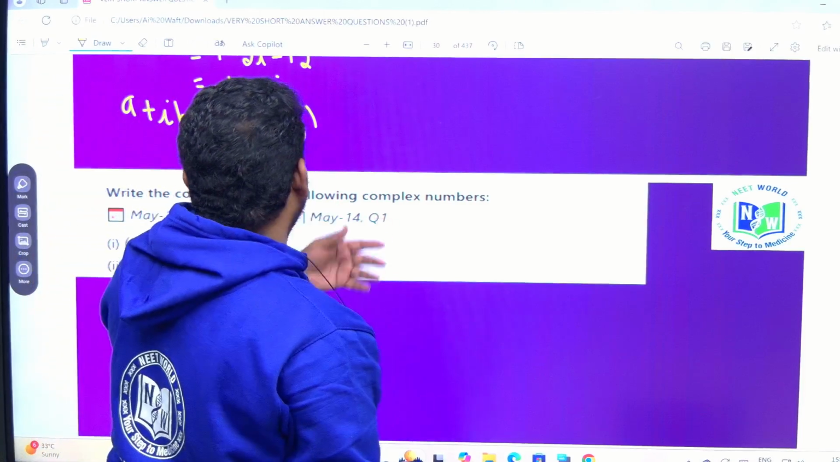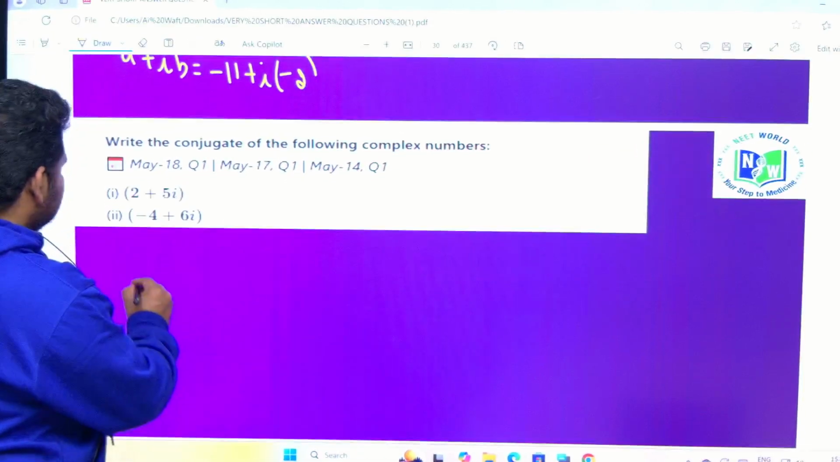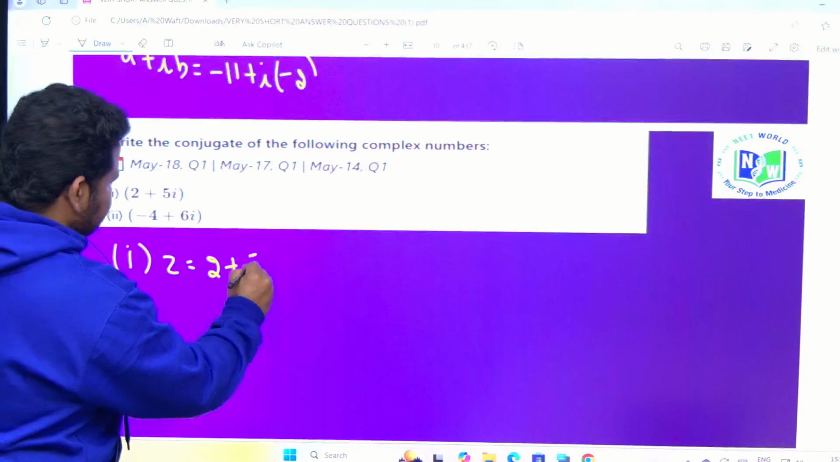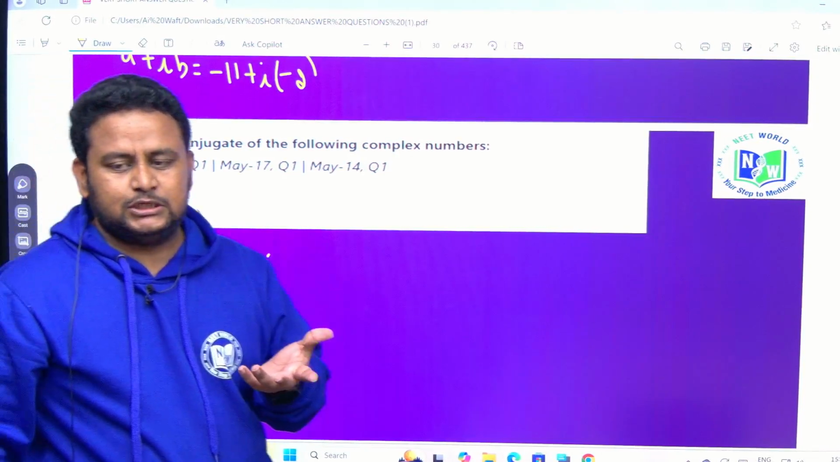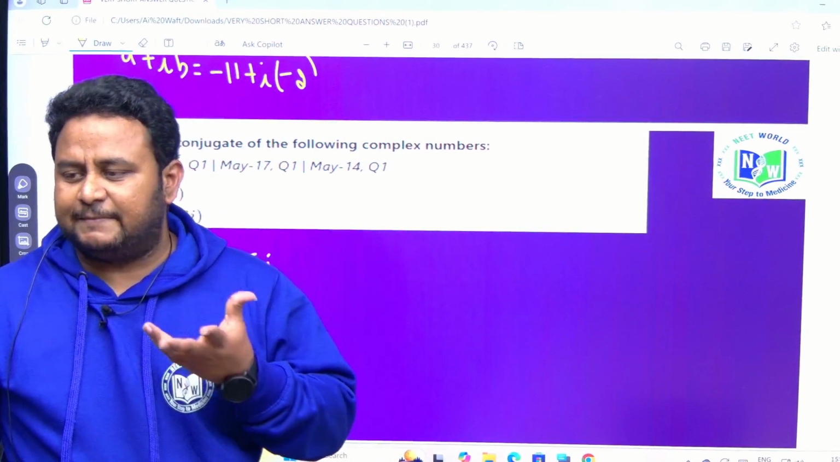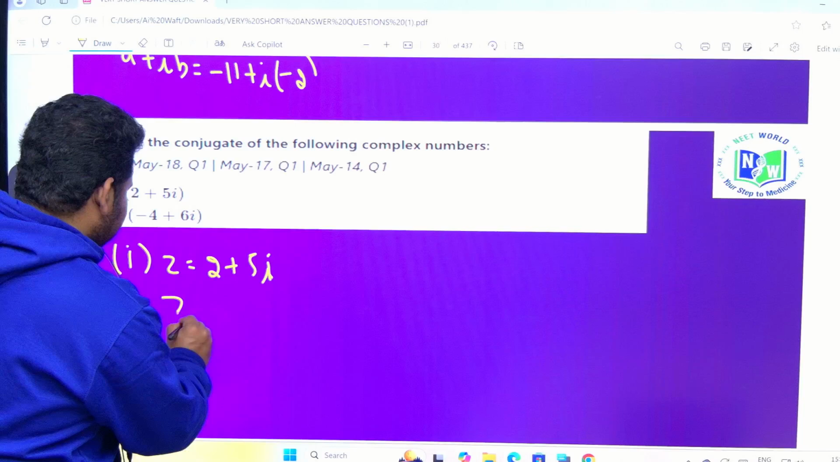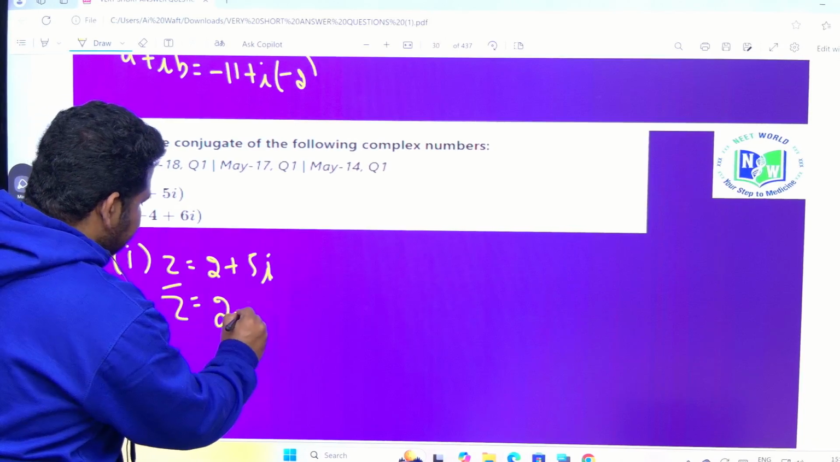Write the conjugate of the following complex numbers. The first question is Z is 2 plus 5i. I have always told you, when it comes to conjugate you should only change the sign of the imaginary part. So Z bar will become 2 minus 5i.